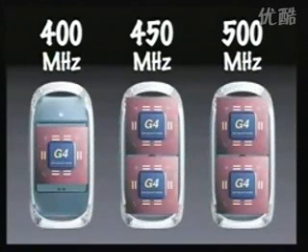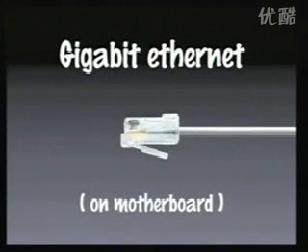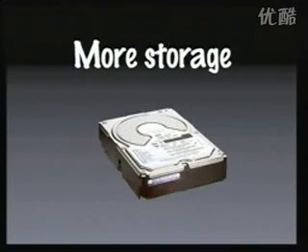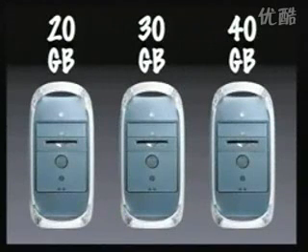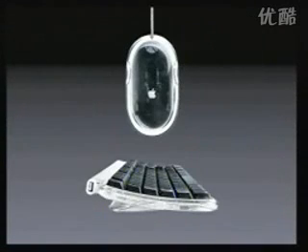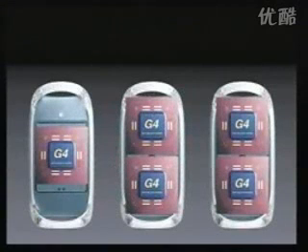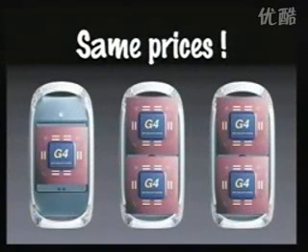And these are incredible machines. We've gone even further. We've built in gigabit Ethernet on the motherboard now. It does not even take a slot. So you have gigabit Ethernet built into every one of these 3 Power Mac models. We've also increased the mass storage to 20, 30, and 40 gigabytes. We've included the new optical mouse and Pro keyboard. And these incredible machines with all of this are the same price as before.